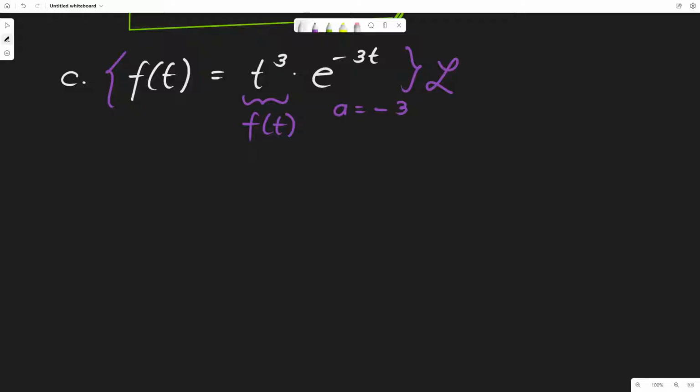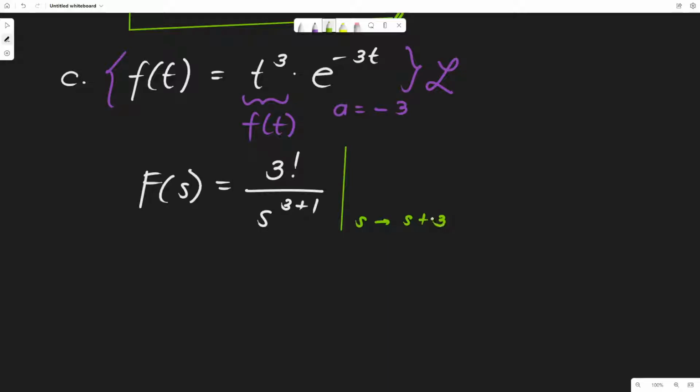What is the Laplace transform of t cubed? Obviously, that is n factorial over s raised to n plus 1, so 3 factorial over s raised to 3 plus 1. However, we are going to shift this. The s we will make s plus 3. Why s plus 3? Because remember, in our definition, we shift from s to s minus a. Since a is equal to negative 3, s minus negative 3 is s plus 3.